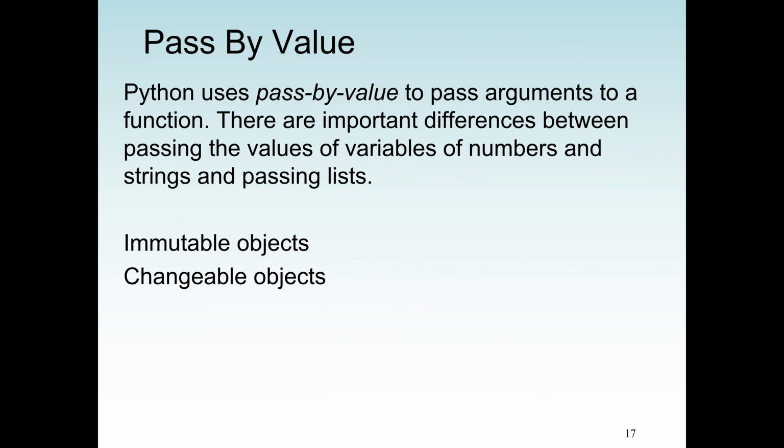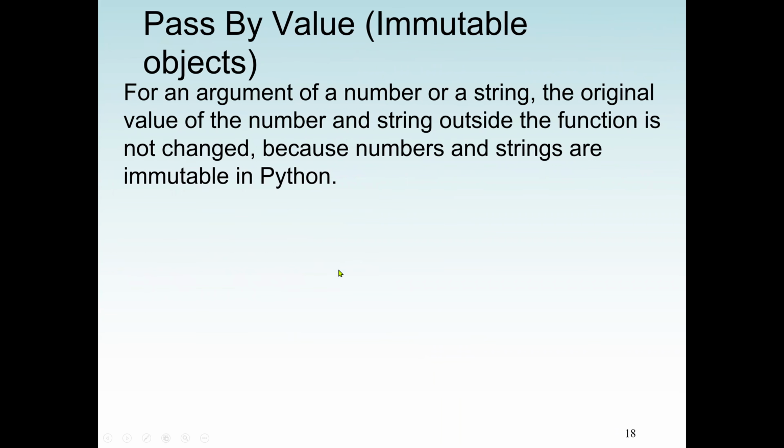Normally we have pass by reference, which means you are using the variable address. Pass by value means you are using the content, the value of the variable. We can have immutable objects, which means it doesn't change, or changeable objects, which means it changes. So let's start with the pass by value immutable object.